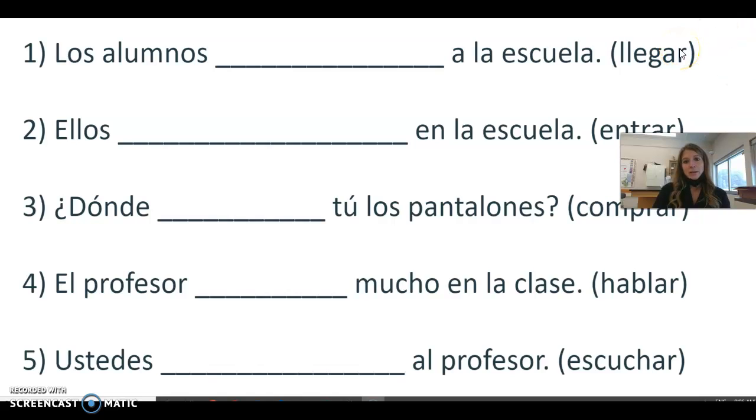So llegar comes over here to the blank. The stem gets written down, double L-E-G. Then you consider the subject, los alumnos, as a plural noun. And then you add the A-N, llegan, double L-E-G-A-N. Los alumnos llegan a la escuela. If you want to try the other four on your own and email them to me, I think that's a great idea.